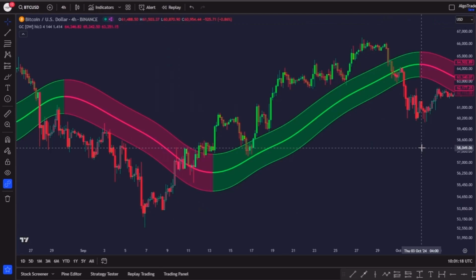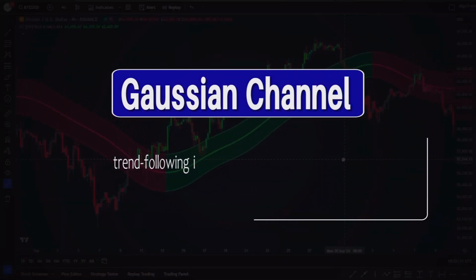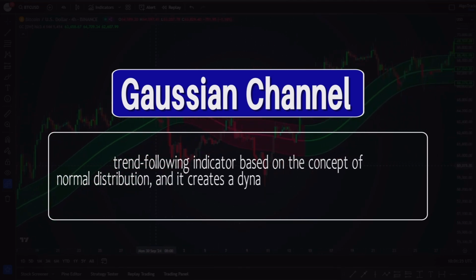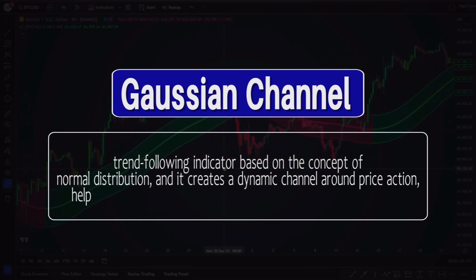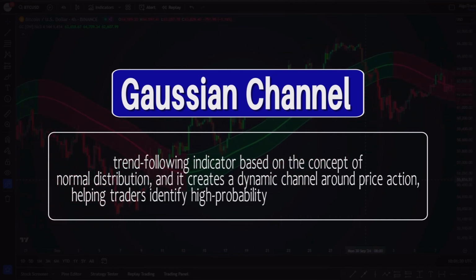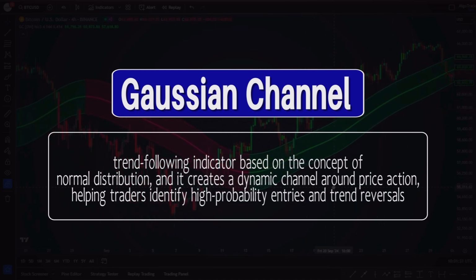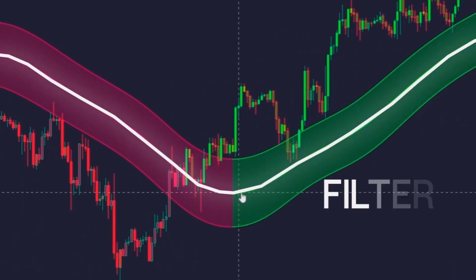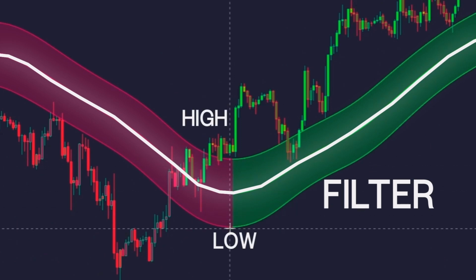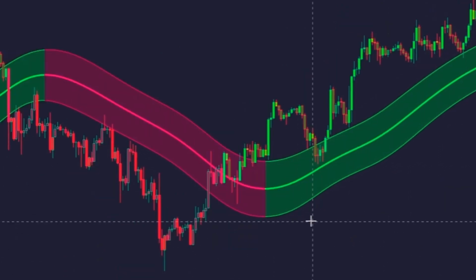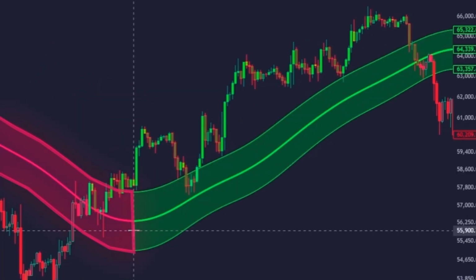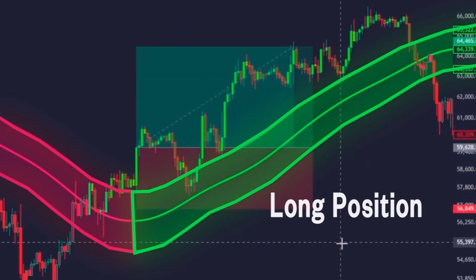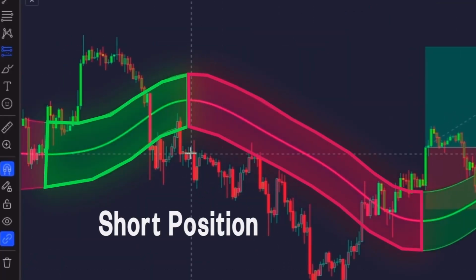For those unfamiliar, the Gaussian Channel is a trend-following indicator based on the concept of normal distribution, and it creates a dynamic channel around price action, helping traders identify high-probability entries and trend reversals. This chart indicator consists of one middle line, called the filter, and two bands, the high and low range lines. In short, when the filter line changes from red to green, it means it can be a good time to take a long position, and the opposite is valid for short positions.